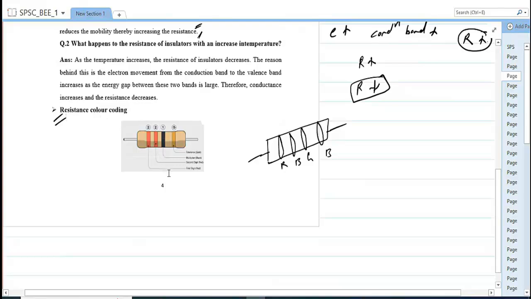You might have seen these types of resistances in your colleges. These resistances are known as carbon resistances. Which type of resistances? Carbon resistances. They offer very high resistance, kilo ohm to mega ohm, but their power handling capacity is very low. And you have seen this type of resistance also in your machine laboratory, I think.